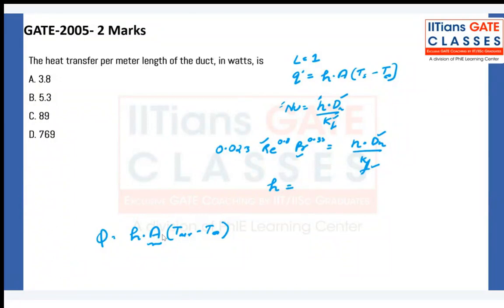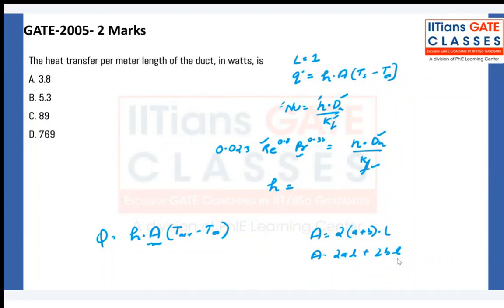So what will be this area? Area is perimeter into length, of course. Perimeter is 2(A plus B), into L. Perimeter into length you can say. Or 2AL plus 2BL, whatever you want to call. Okay? Whenever we use the conduction formula minus kA dT by dx or dT by dy, we always use area perpendicular to heat transfer. Whenever we use this equation, we use the surface area, the area exposed to the fluid, that is the area of heat transfer.